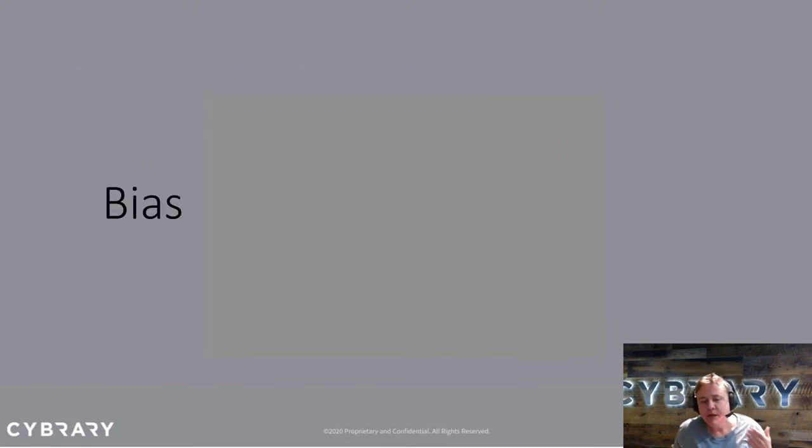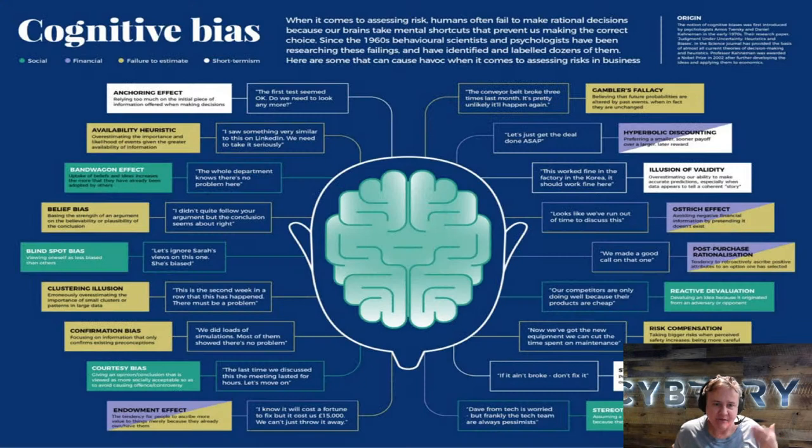Now, we talked about bias yesterday, and I have several slides on this, and I'm not even sure if that's large enough for you to see it. For the test, you don't need this. However, I find it interesting to look at all the ways that our brain tricks us into thinking one thing or another.